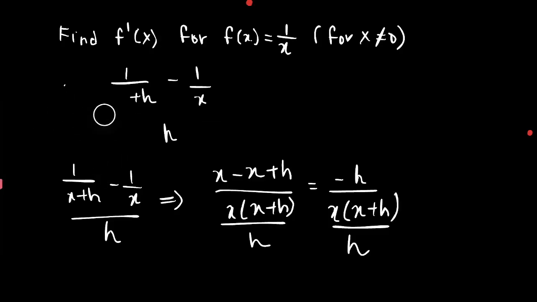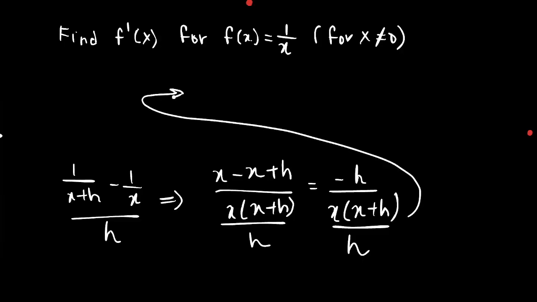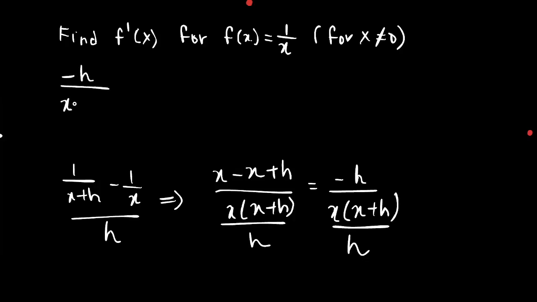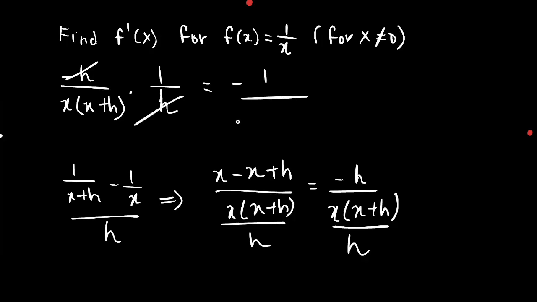So let's just clear up a little room here. Bring this over here. So we can rewrite this as negative h over x times x plus h times 1 over h. Doing that is smart because it allows us to cancel out these h's here. And this gives us negative 1 over x times x plus h.